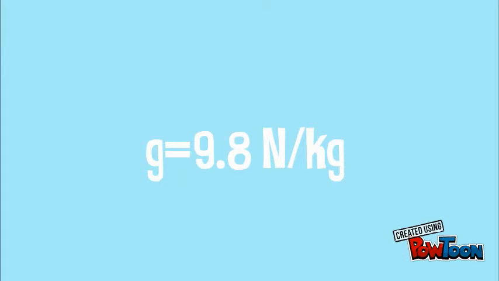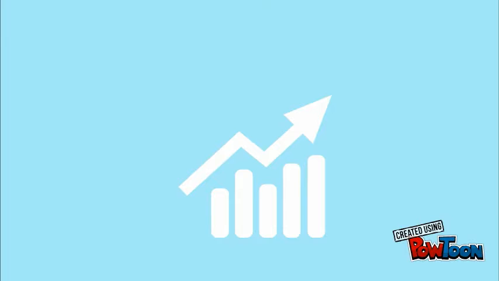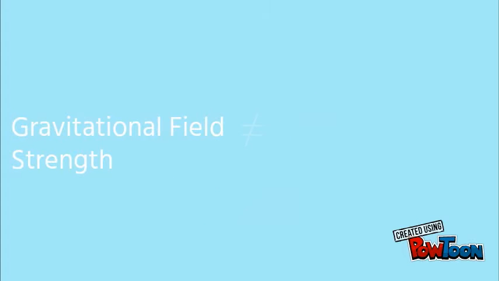Since both balls are in the same gravitational field strength, the rate at which they accelerate is the same, 9.81 meters per second squared. This concludes why both balls will reach the ground at the same time, even though they have different gravitational forces acting upon them. Remember, gravitational field strength does not equal the force of gravity.